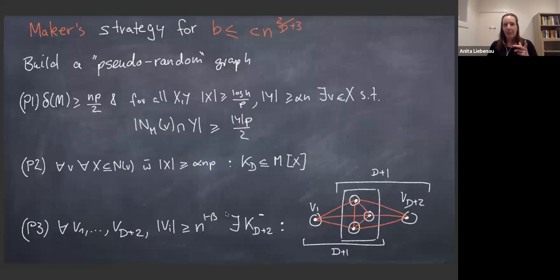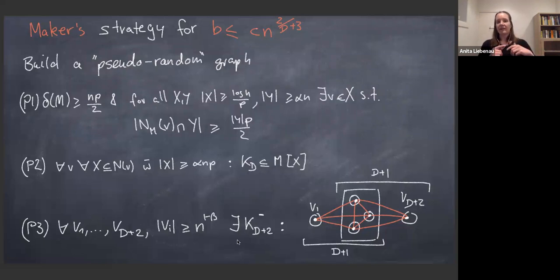And what's P3? P3 is that if I take any d+2 sets of size at least n^(1-beta), so not linear, but sublinear, then I find a copy of this graph, which is like K_{d+2} minus an edge. So it's like two K_{d+1}s that intersect in a K_d. Okay, so it's a copy of a complete graph on d+2 vertices minus the edge going from the first to the last vertex. And I find this copy with one vertex in each of these sets. So yeah, that's all I want to say.